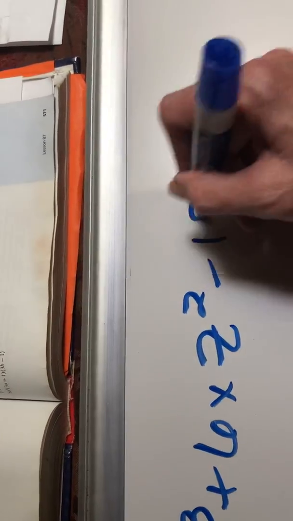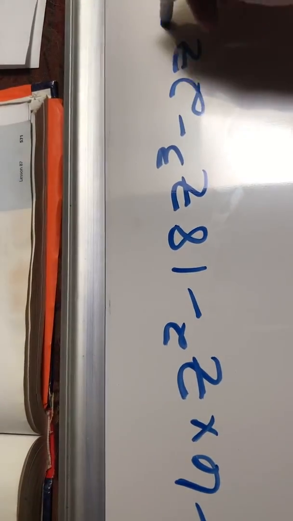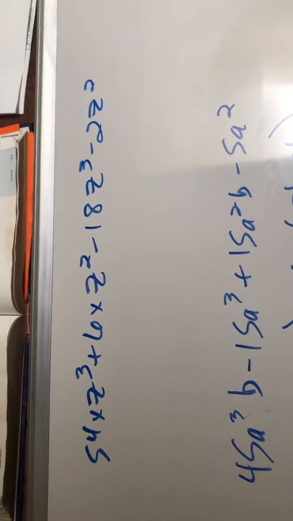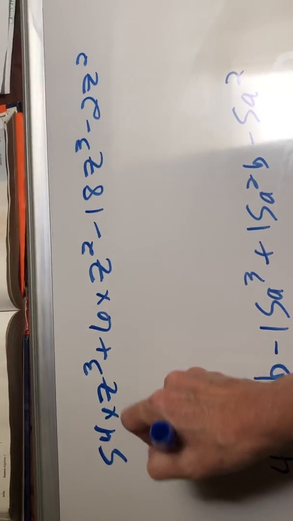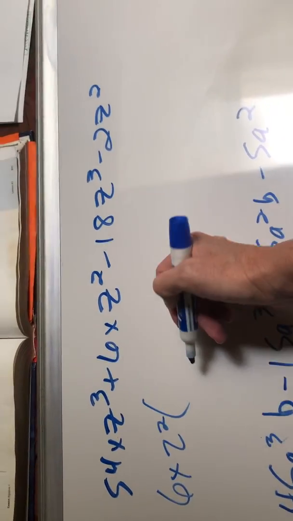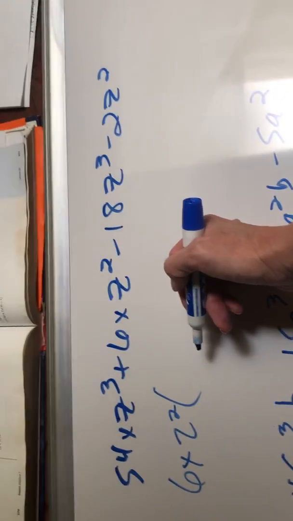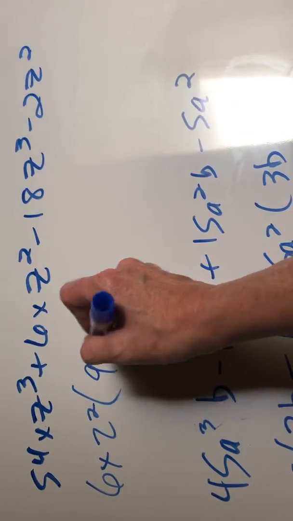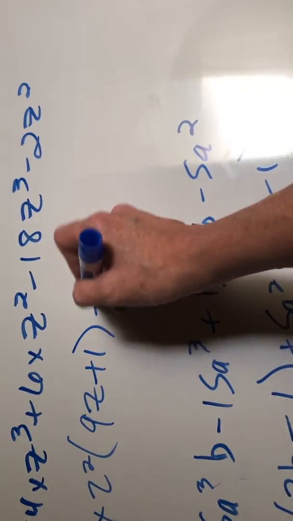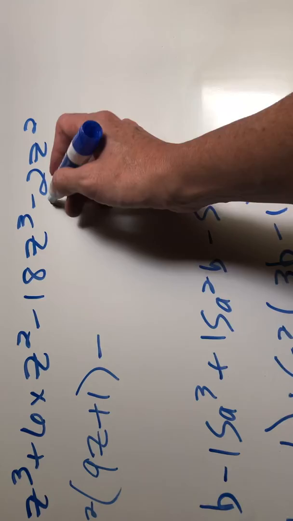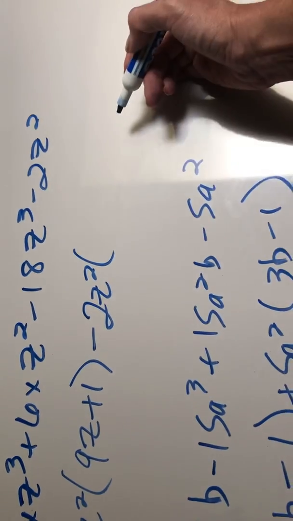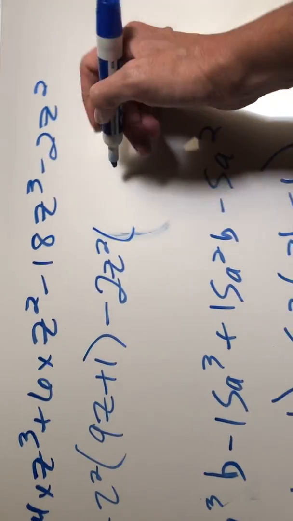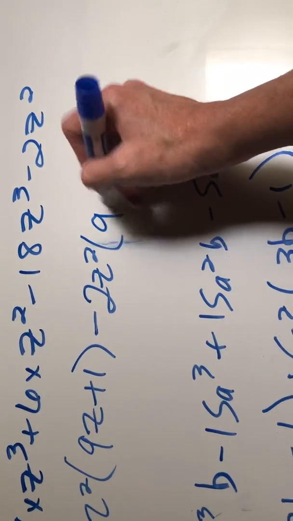54xz cubed plus 6xz squared minus 18z cubed minus 2z squared. So out of the first two, we can take a 6xz squared. We can take all of that out, and it'll leave a 9z plus 1. Minus, take the minus out because that's a minus and it's not going to affect that. That's what we want it to do. Take a 2z squared out, and then start parentheses. So that would be 9z plus 1.